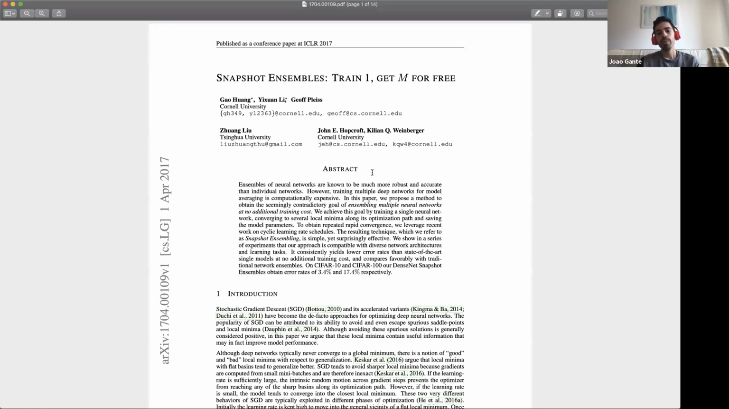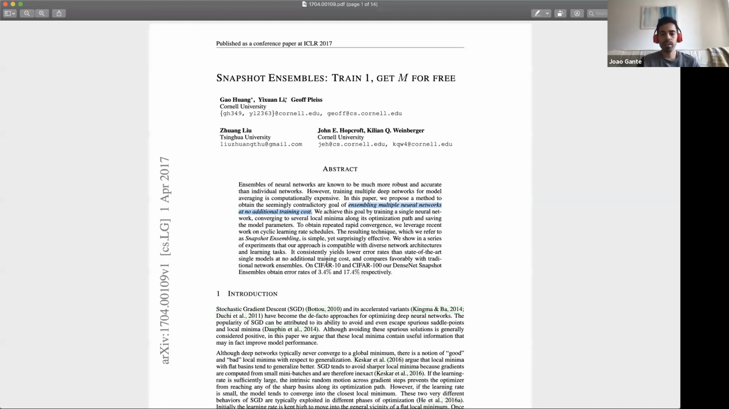So this paper tries to minimize the cost of training those ensembles. The test part remains the same. They just want to simplify, in terms of resources, the training part. And that's why they say train one, get M for free. So they claim that they can obtain an ensemble of multiple neural networks at no additional cost.